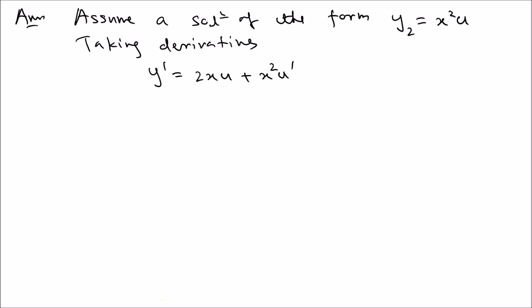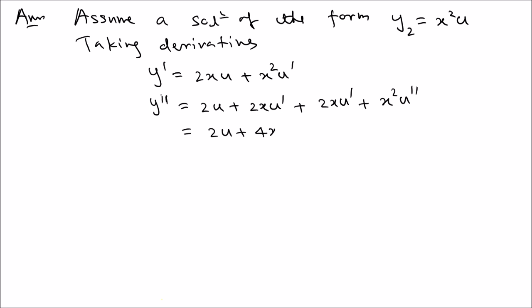We have a second derivative in the equation, so we need the second derivative as well. If you take the second derivative, you get 2u plus 2xu prime from the first term. From the second term, you get 2xu prime plus x squared u double prime. You can combine these two and write this as 2u plus 4xu prime plus x squared u double prime.